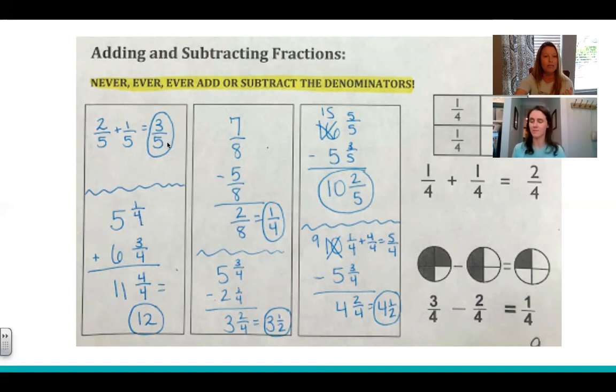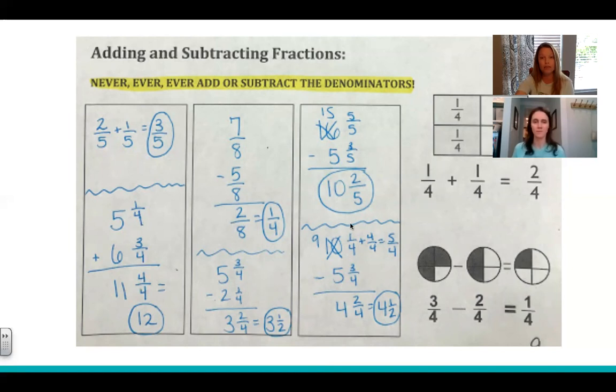So we're going to start out pretty easy over here. We have 2/5 plus 1/5. If I think about those as pictures, I can think about these problems over here. 2/5 plus 1/5 would just be 3/5. When I'm adding mixed numbers, I start with my fractions over here. 1/4 plus 3/4 would give me 4/4, which we know is 1 whole. So I'm going to hang on to that for a second. Then I add my whole numbers. 6 plus 5 is 11. 11 plus 1 whole equals 12.